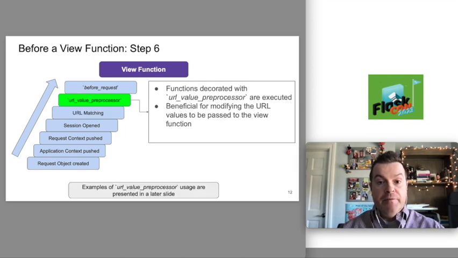All right, the next step is the first of a number of callbacks that we're going to look at throughout the sequence. And this is called URL value preprocessor. So at this point, any functions that are decorated with URL value preprocessor are going to be executed. And this can be really beneficial for modifying the URL values that get passed into the view function. And I will show an example of how to use this callback later in the presentation, as well as all the other callbacks that are mentioned in this sequence.